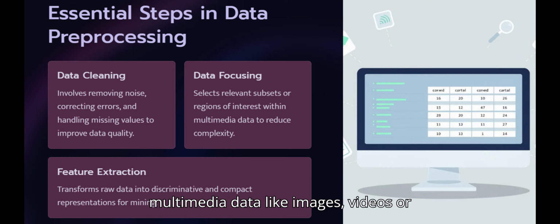Key steps in data pre-processing, explained simply with examples. To make multimedia data, like images, videos, or sound, useful for machine learning, we must prepare it properly. This slide explains the three main steps of that process. One, data cleaning. This step removes unwanted parts of the data like noise, mistakes, or missing information. Example: imagine you're analyzing security camera footage, but some frames are blurry or missing. Data cleaning fixes or removes those frames so they don't confuse the model.